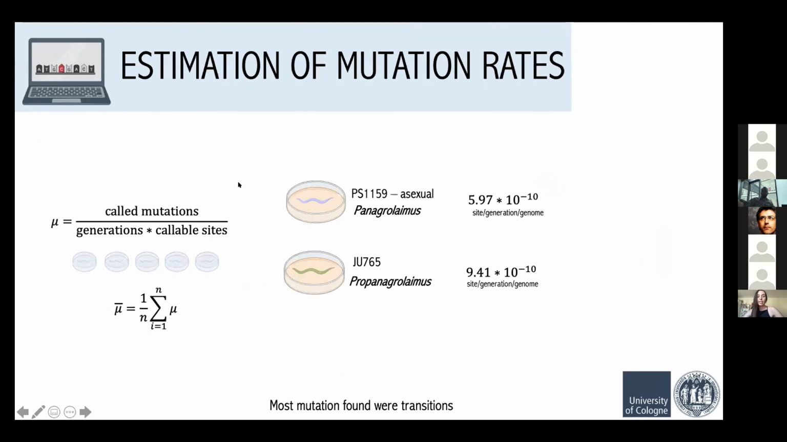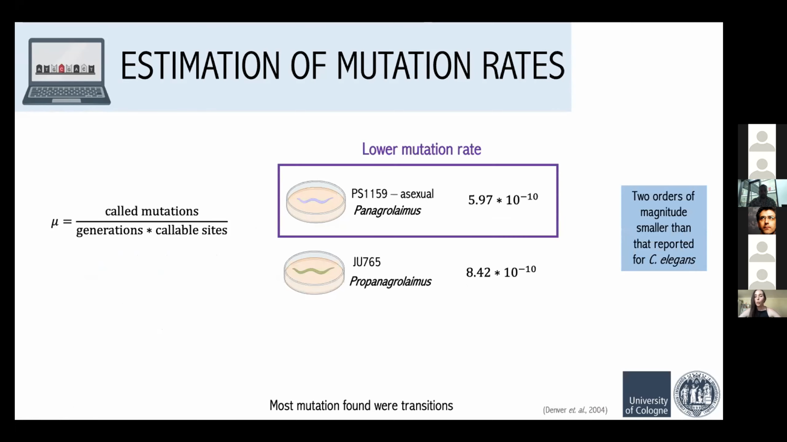With the final number of candidates after filtering, we estimated mutation rates following this equation: the number of called mutations divided by the number of generations times the callable sites. This was performed for each of the lines of each strain, and then we estimated an average for each strain of nematodes. What we obtained was a lower mutation rate for the asexual strain. Both of the mutation rates that we found were lower than that estimated for C. elegans, which is the most prominent nematode in research.